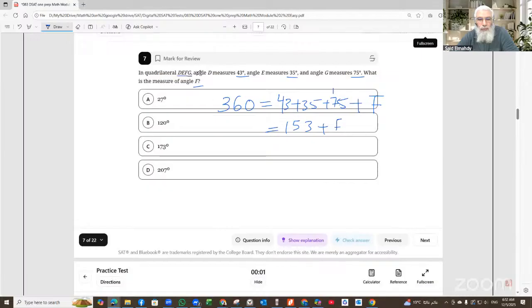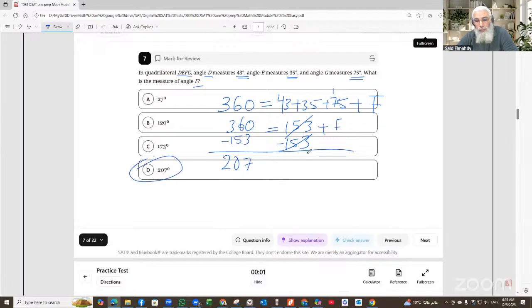Quadrilateral DEFG, angle D is 43, angle E is 35, angle G is 75. So we add those, 75 plus 35. 5 plus 5 is 10, plus 3 is 13, carry 1. 8 plus 3 is 11, plus 4 is 15. 360 subtract 153. This will be 7, this will be 0, and this will be 2.